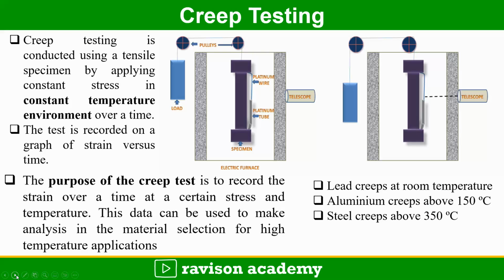So this is the setup for measuring the creep testing. The test piece is similar to the test sample we use in the tensile test, and it is fitted inside the furnace, applied with the load mechanism. So here you have the wire. Due to the heavy load and the continuous thermal stress, what happens? The wire is stretched. The stretching is measured with the help of the telescope to identify how much the material gets displaced. The purpose of the creep test is to record the strain over a period of time at a certain stress and certain temperature, so that this data can be used to make material selections for high temperature applications.